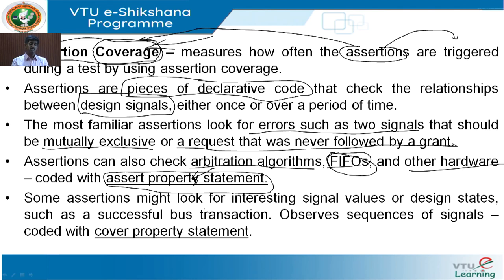Some assertions might look for interesting signal values or design states, which may vary one to one or one to many. If I say a signal varies from 1.8 volts to 2.2 volts, that signal value variation will be defined. That 0.4 volts variation itself will be considered as one assertion or many assertion values, which may be very interesting to seek the response variation in those signal values.